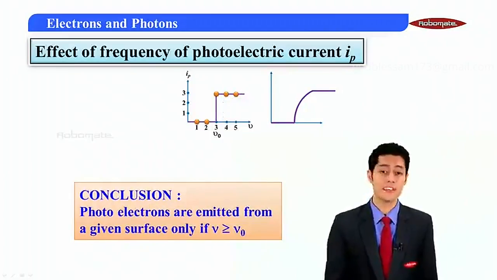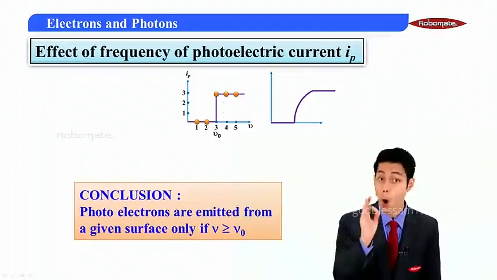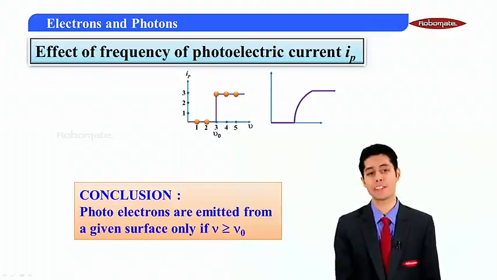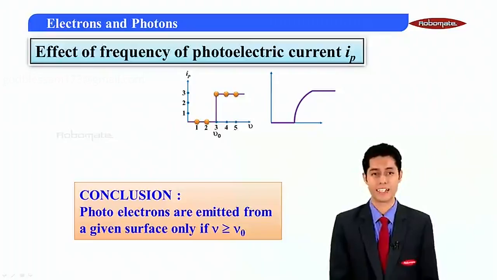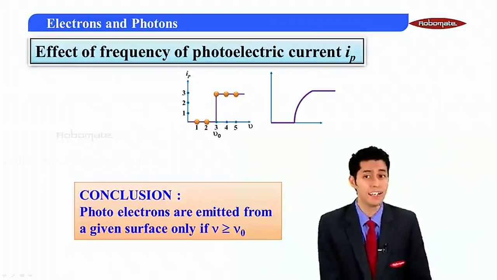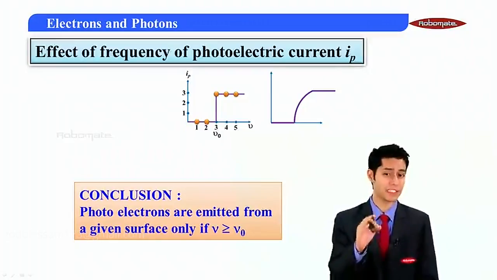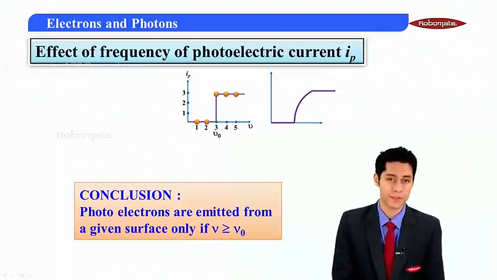So what can we conclude from this graph? We conclude that the photoelectrons are emitted from a given surface only when the frequency is greater than the threshold frequency, and that, students, is very much evident from the graph. From this module, we learned the effect of frequency on photoelectric current. That means if the frequency is greater than the threshold frequency, then only the current will start flowing. Thank you.